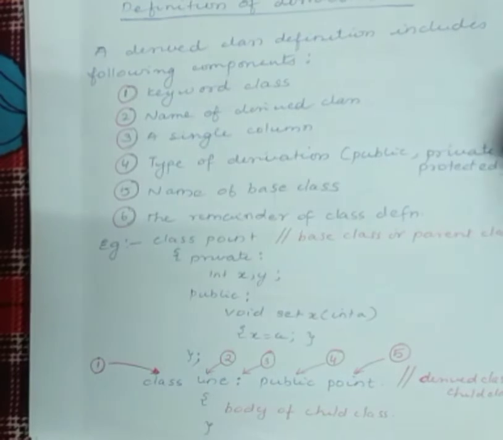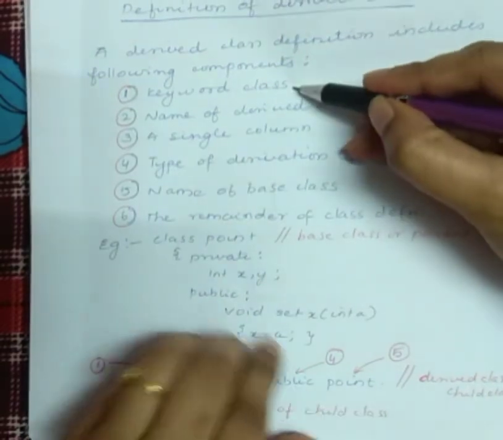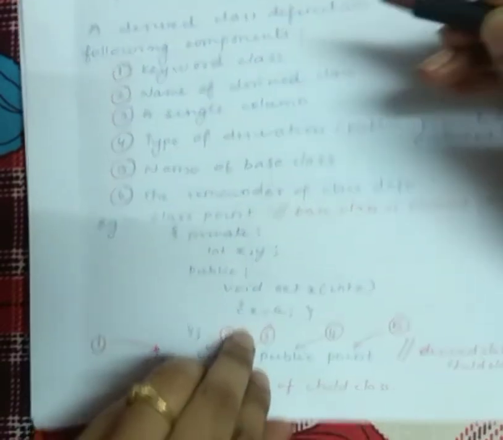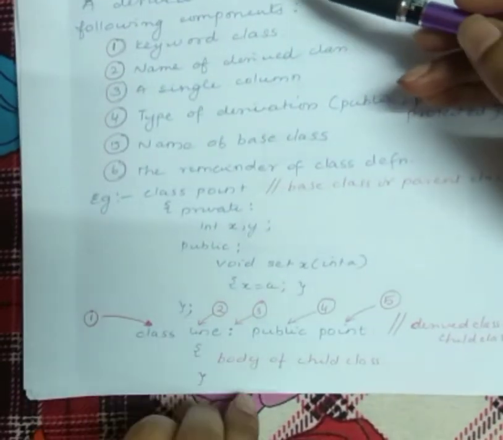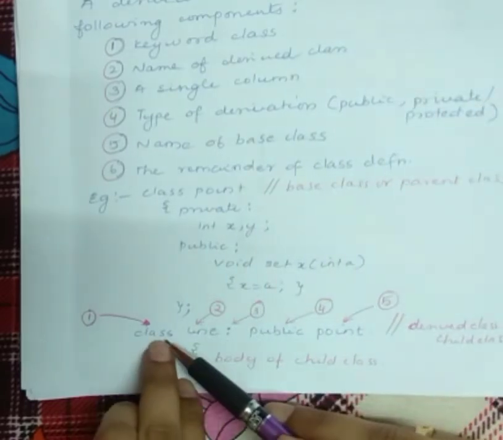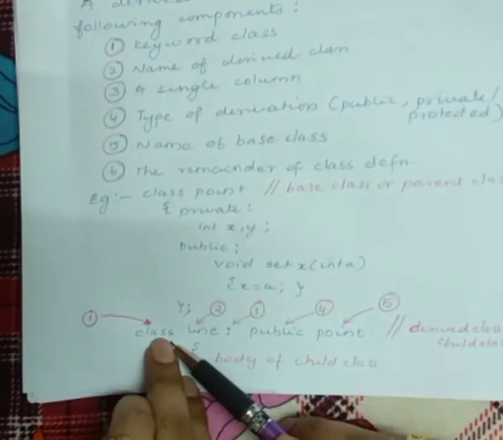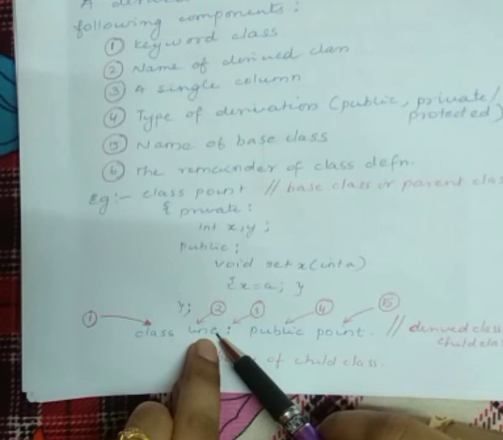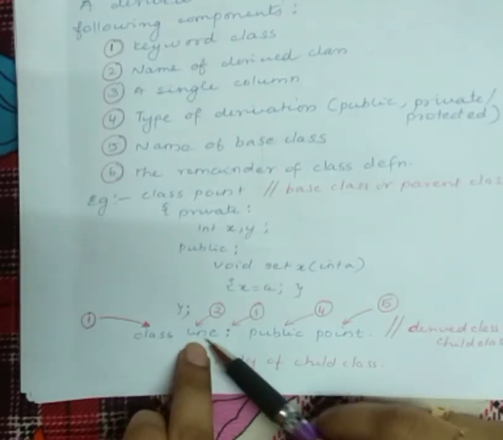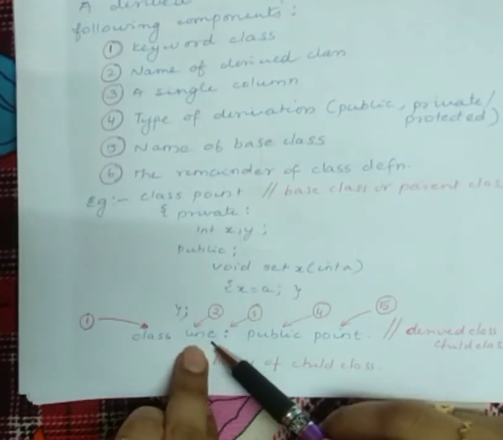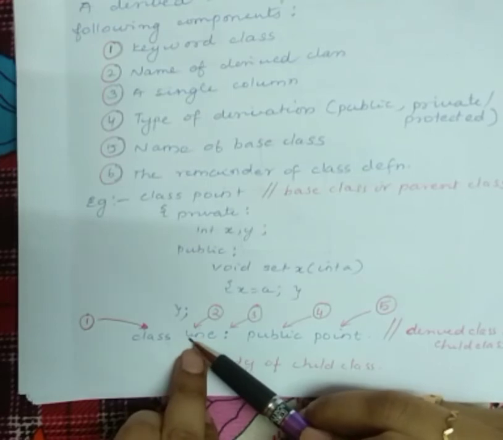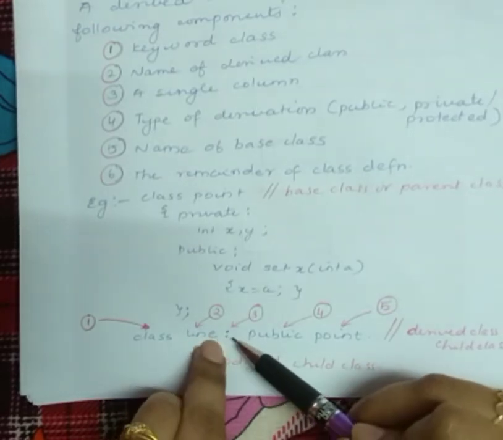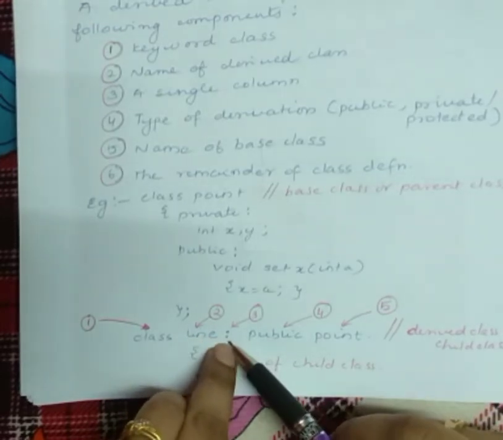So what is the syntax? How to derive a class? The first thing should be the keyword class. Here there is an example. First I should write class, then the name of the derived class. I can give any name here. I am using line here. The name is line. Then the third thing is you have to put a single colon.